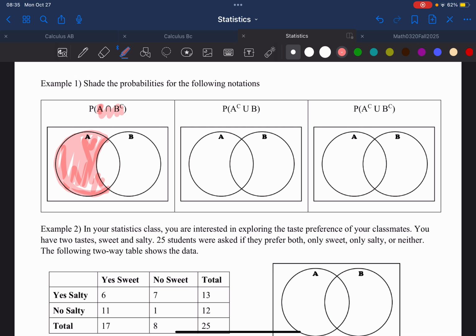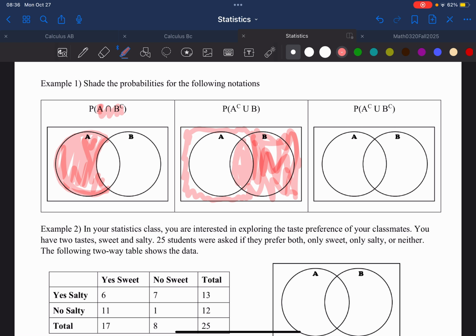Next, the probability of A complement. Remember A complement is the probability that A does not happen. So that's everything outside of A, or the probability that B happens. So here's the probability that A doesn't happen. That's all of this right here. A doesn't happen. That means we highlight everything but A. But then it says, or B can happen. Well, if B can happen, then that means we can include that little section here, because where they overlap A and B is including B itself. So that would be the shaded for A complement union B.